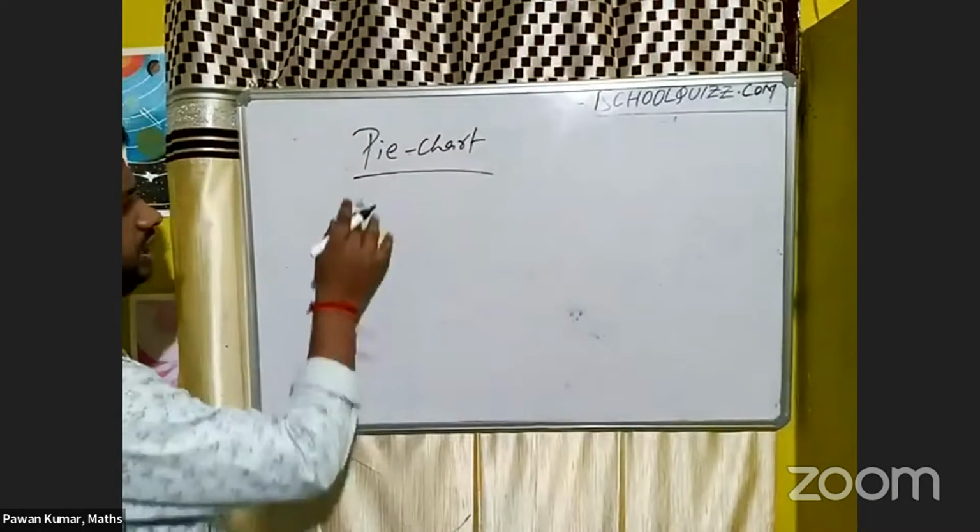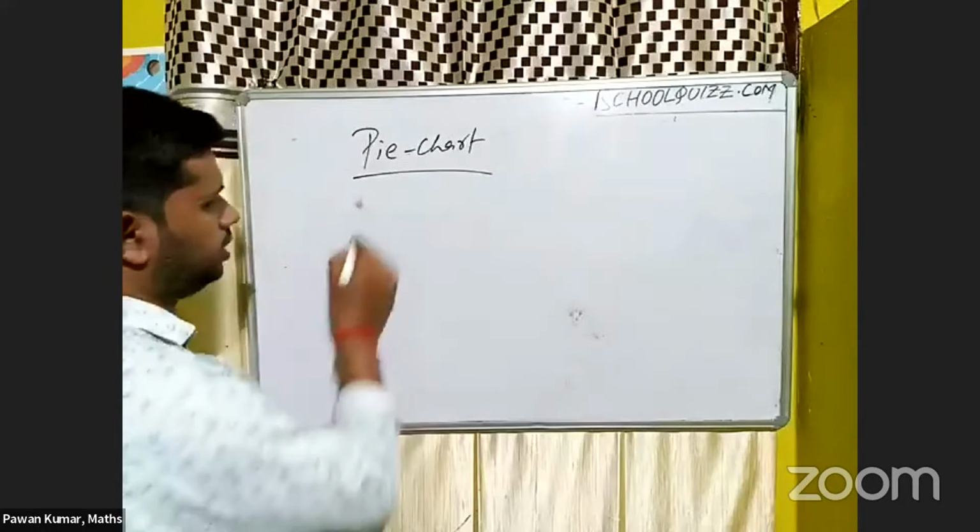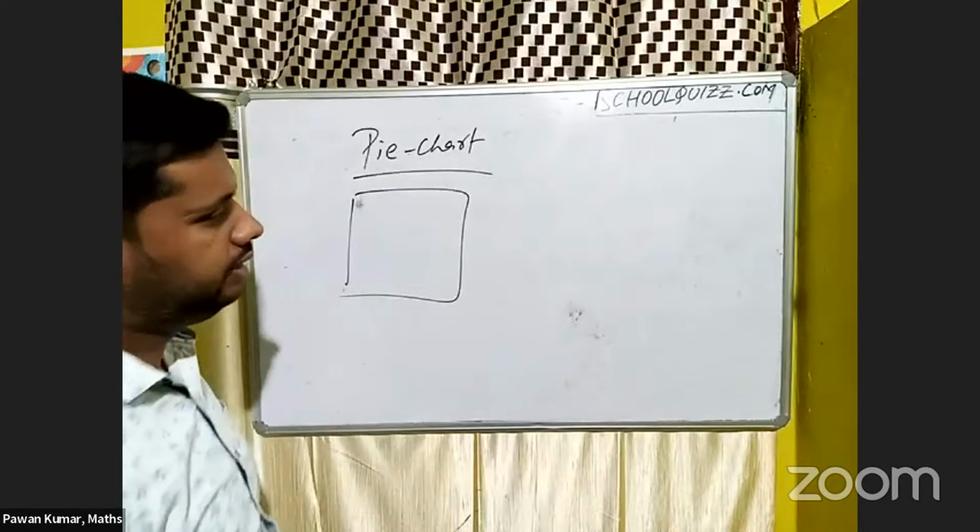Okay. So the primary activity you have to do is this: first make a table to identify it.